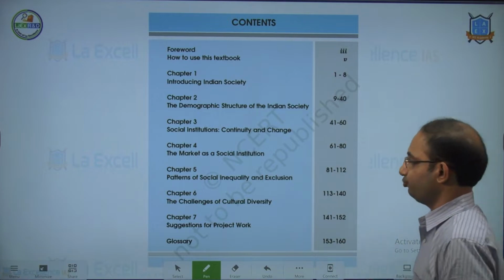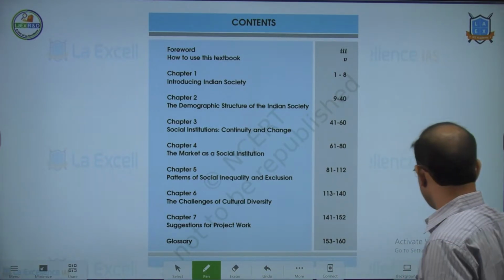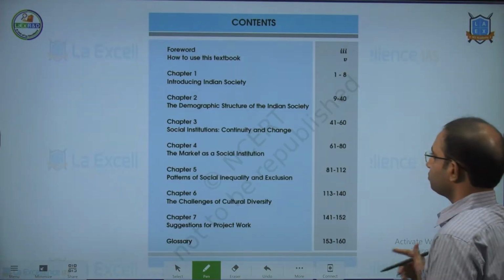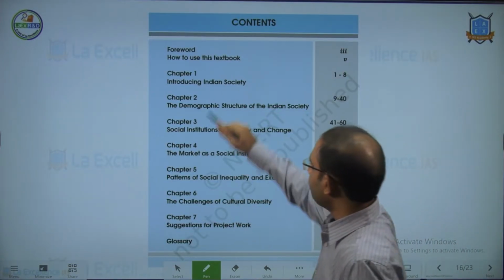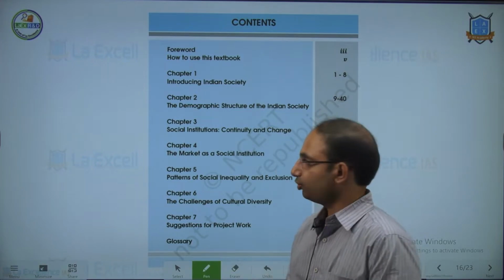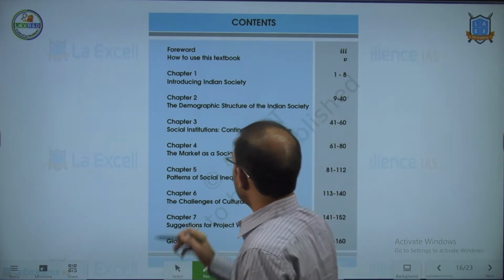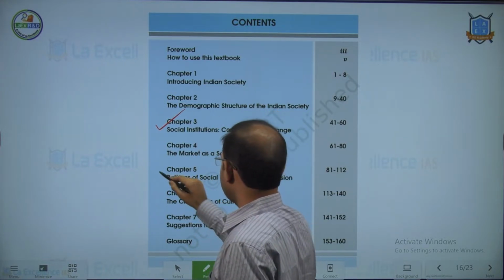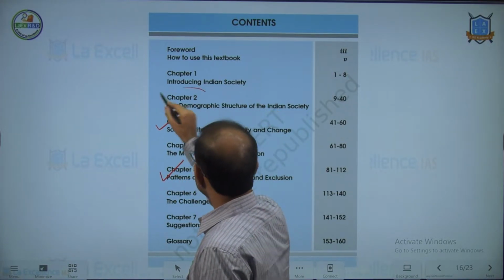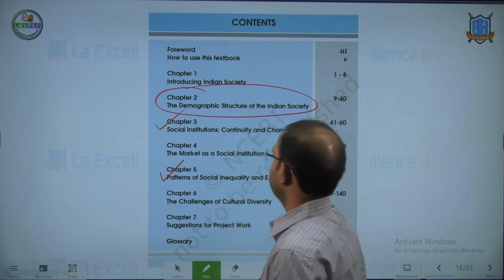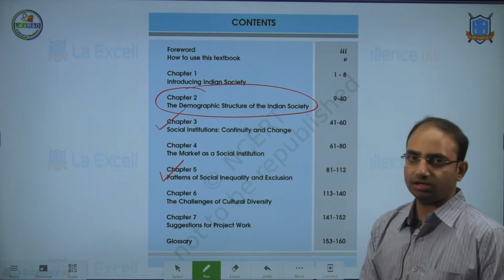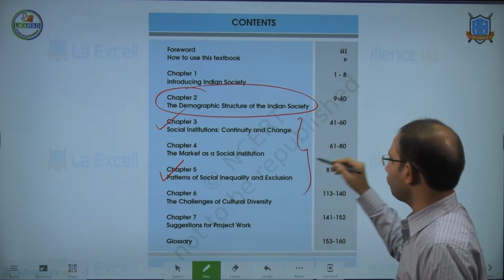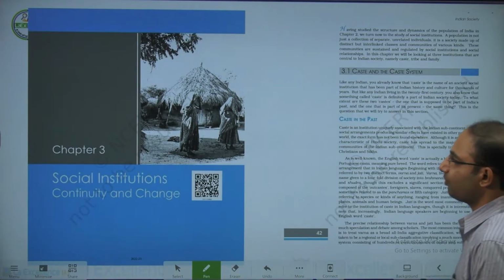So I said relevant portions. What are the relevant portions? First, we'll begin with Indian society. If you take Indian society book, there are 7 chapters in the NCERT book. Of these 7 chapters, what is of most importance to us is chapter 3 and chapter 5. Chapter 2 is also in a way relevant. So 3 and 5 are the most relevant, and 2 is also relevant.